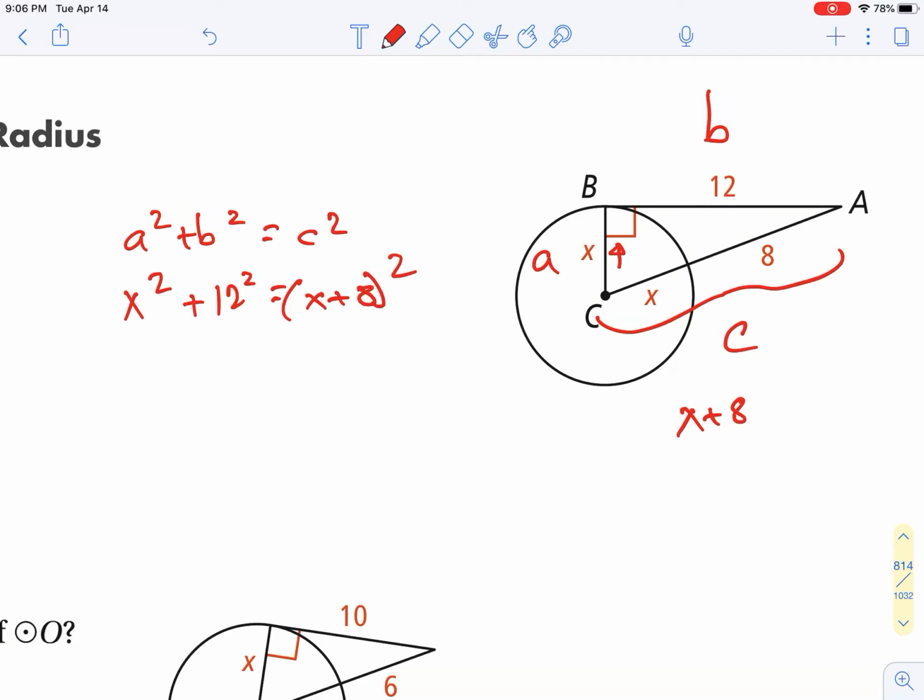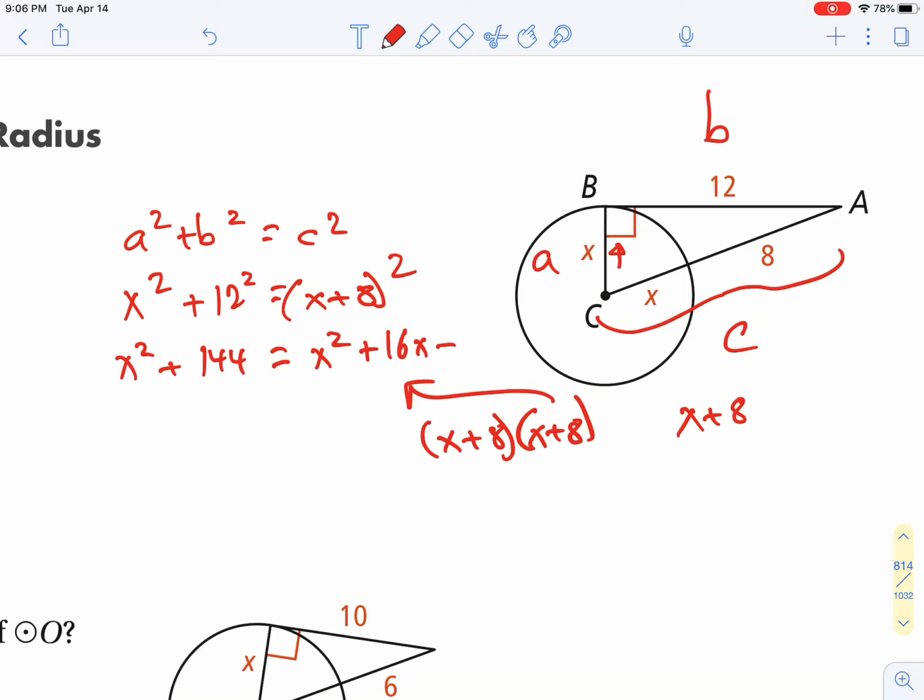It might look a little tricky, but let's just work it out here. We have x squared plus 144. If we FOIL this, if I was going to do the work on the side, it looks like this: x plus 8 and x plus 8. We FOIL those: first, outer, inner, last. That ends up looking like x squared plus 16x plus 64. You guys should see something right away. It should make you excited that these x squared terms are going to cancel each other out.